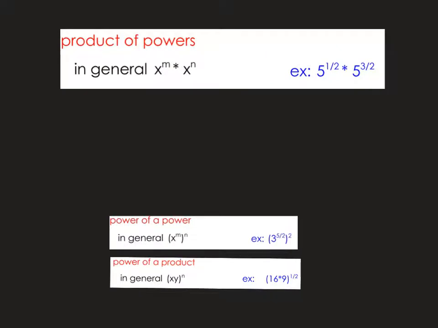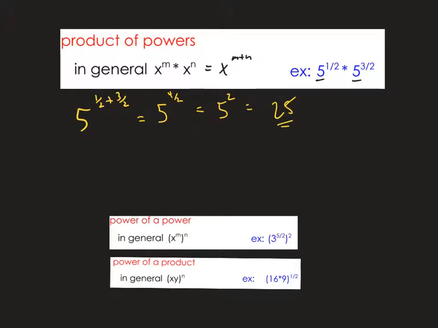Now we get into the more complicated properties, product of powers. So remember that x to the m times x to the n is x to the m plus n. So it looks like we have 5 to the 1/2 times 5 to the 3/2. So that's going to be 5 to the 1/2 plus 3/2. Now, since those fractions have the same denominator, I can add them. So that's going to be 5 to the 4/2, which is 5 squared, which is 25.